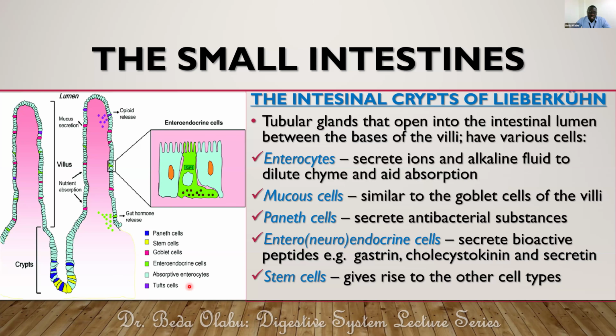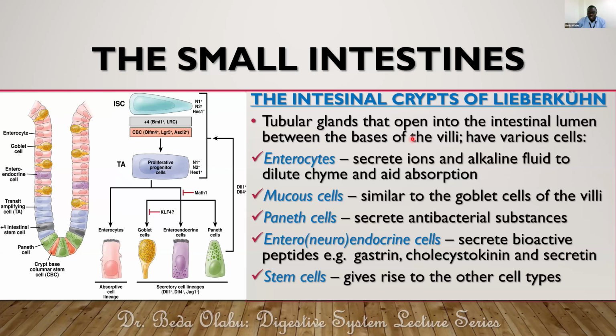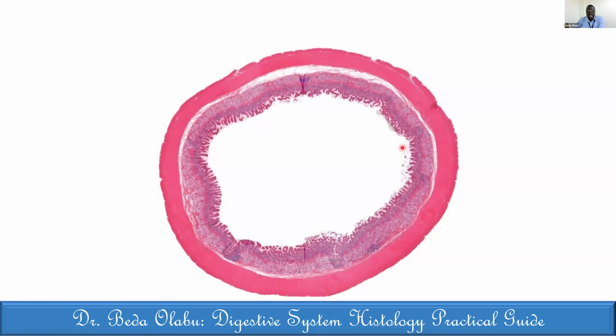The tuft cells function as chemoreceptor cells. They are similar to the brush cells of the respiratory tree. They produce some chemicals, interleukins to be particular, that help in immune functions as well. All right, so those are the cell types of the cryptal epithelium and the villus epithelium of the small intestines. With that, we can look at different slides of the alimentary canal.